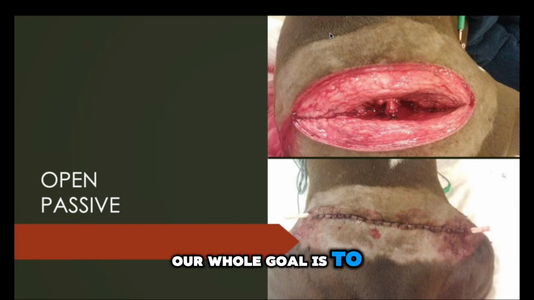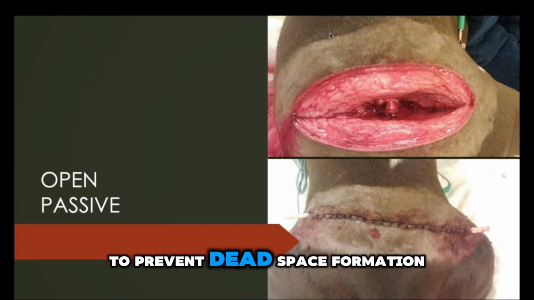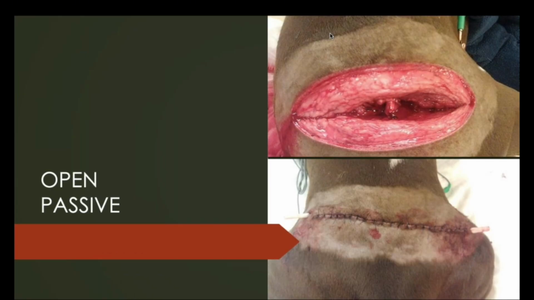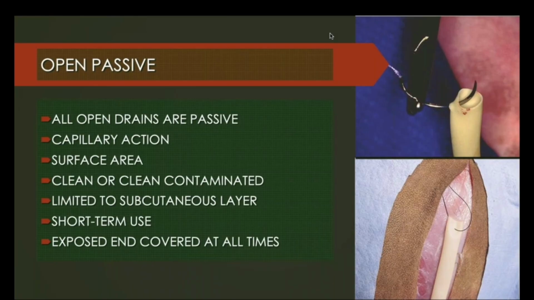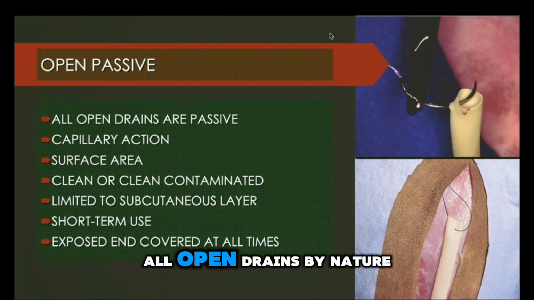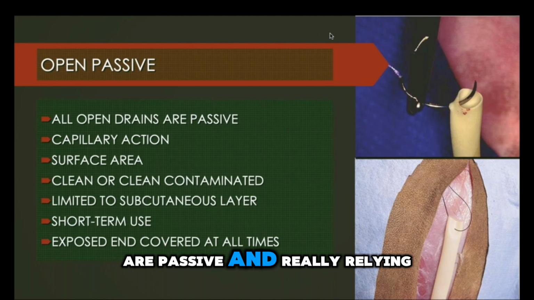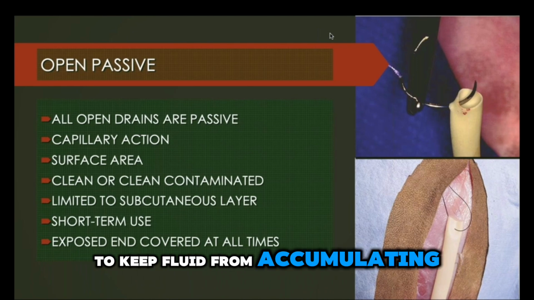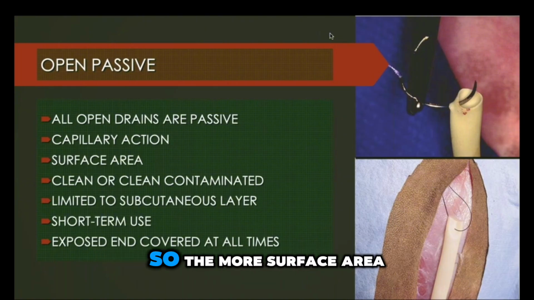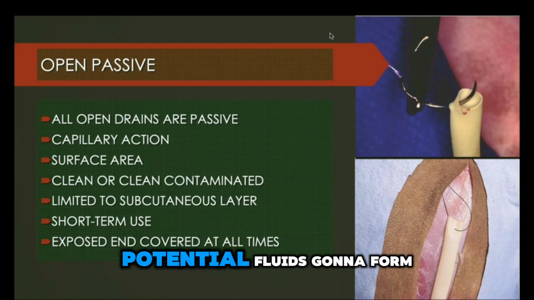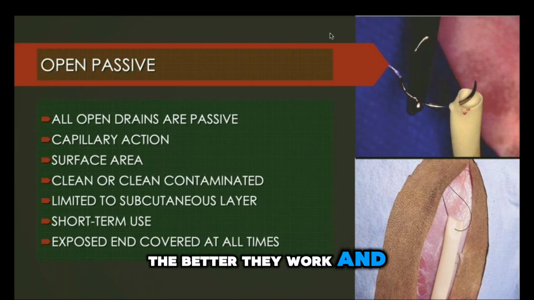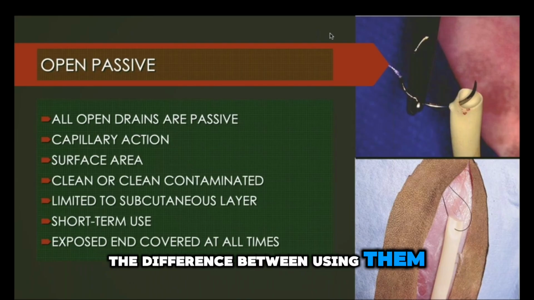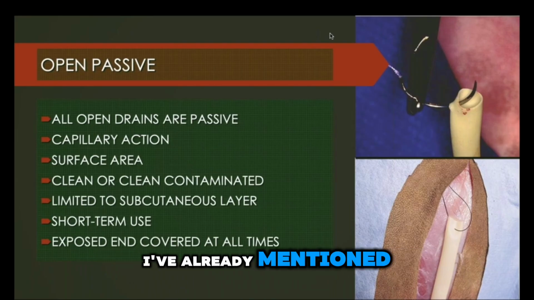Again, if our whole goal is to decrease fluid accumulation to prevent dead space formation, then we better place them correctly. I think another way to look at this is that all open drains by nature are passive, and really rely on gravity in most cases to keep fluid from accumulating in that wound. And they're surface area dependent. So the more surface area that drain exposes to the tissue beds and to where the potential fluid is going to form, the better they work. And really, the difference between using them in clean or clean contaminated wounds, I've already mentioned: we really don't want to be using these types of drain in clean wounds.